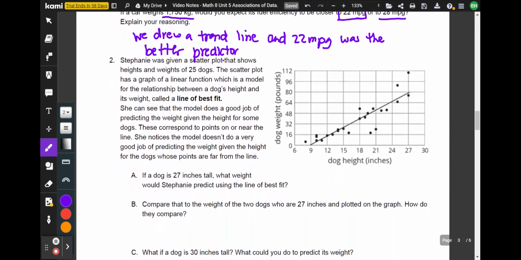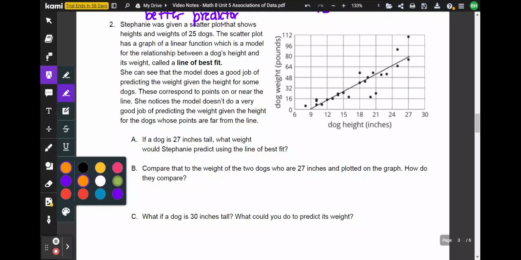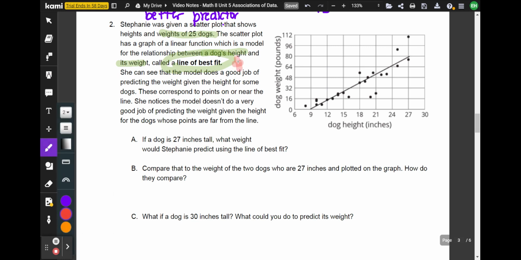All right. So now let's go to number 2. Stephanie was given a scatter plot that shows the heights and weights of 25 dogs. So this is a very long paragraph, but we're going to read it together. The scatter plot has a graph of a linear function, which is a model for the relationship between dogs' height and their weight. And this is called the line of best fit. So that trend line that I just drew in red, that's another word we're going to use for this. The line of best fit is also called a trend line.